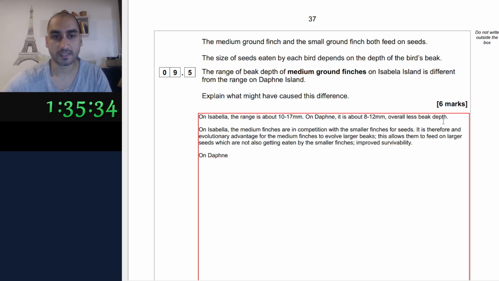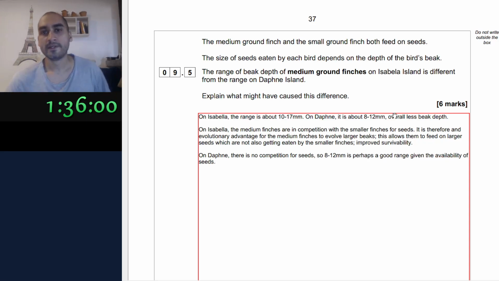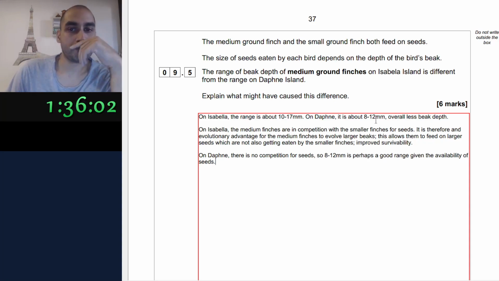On Daphne, there is no competition for seeds, so 8 to 12 millimeters is perhaps a good range given the availability of seeds. Evolution is the answer.